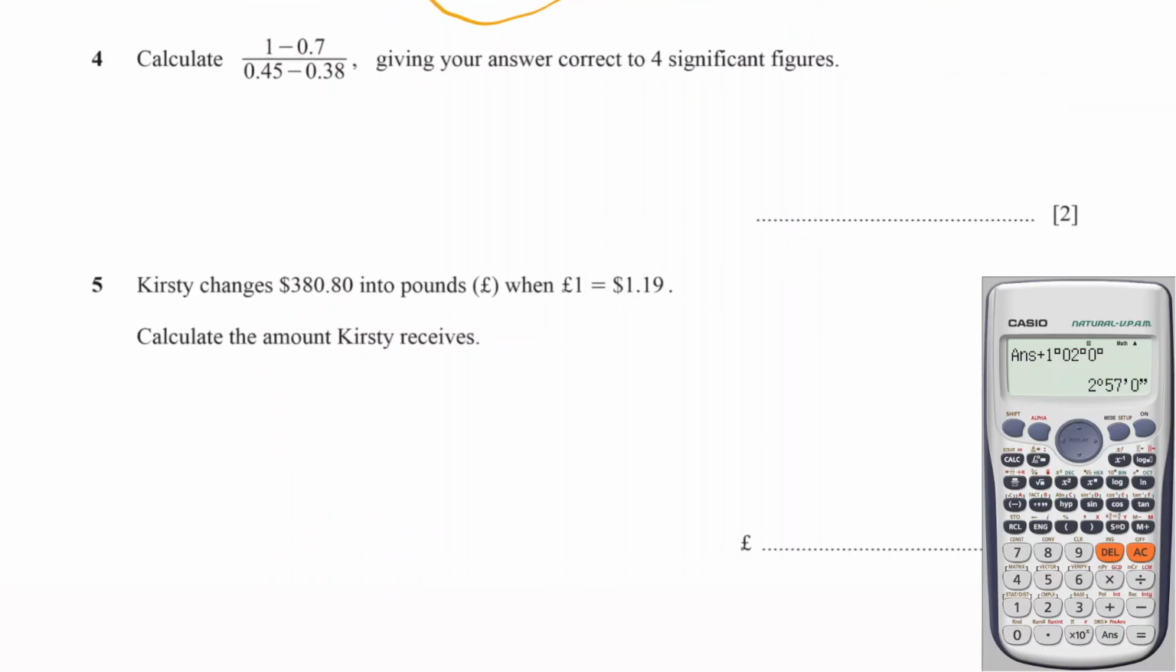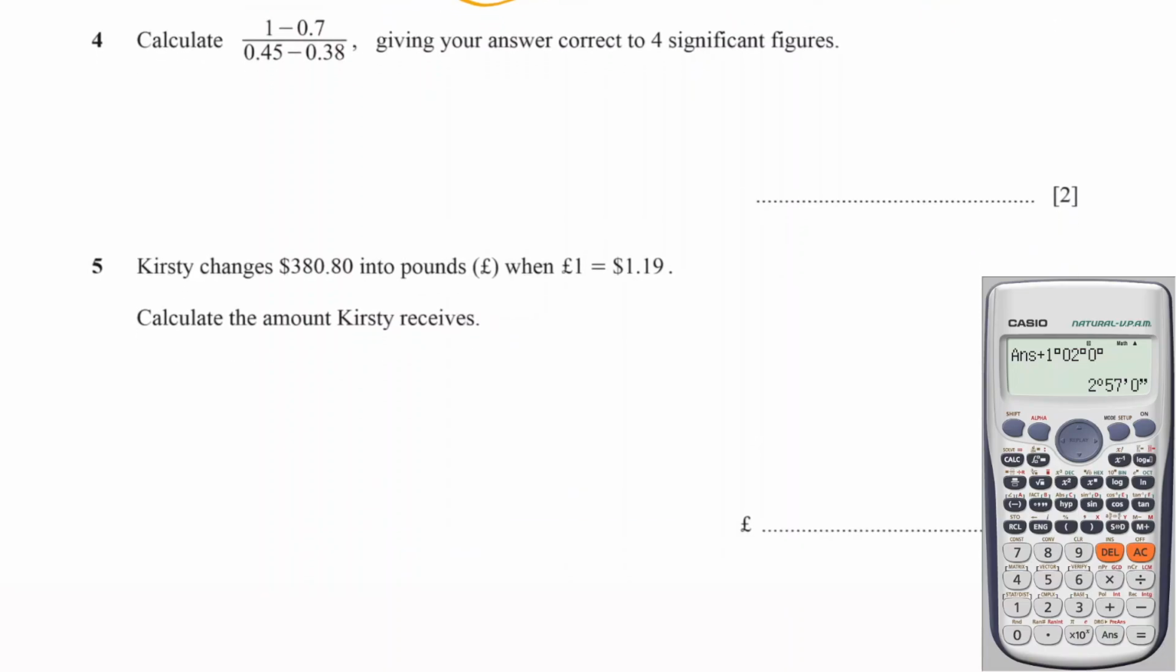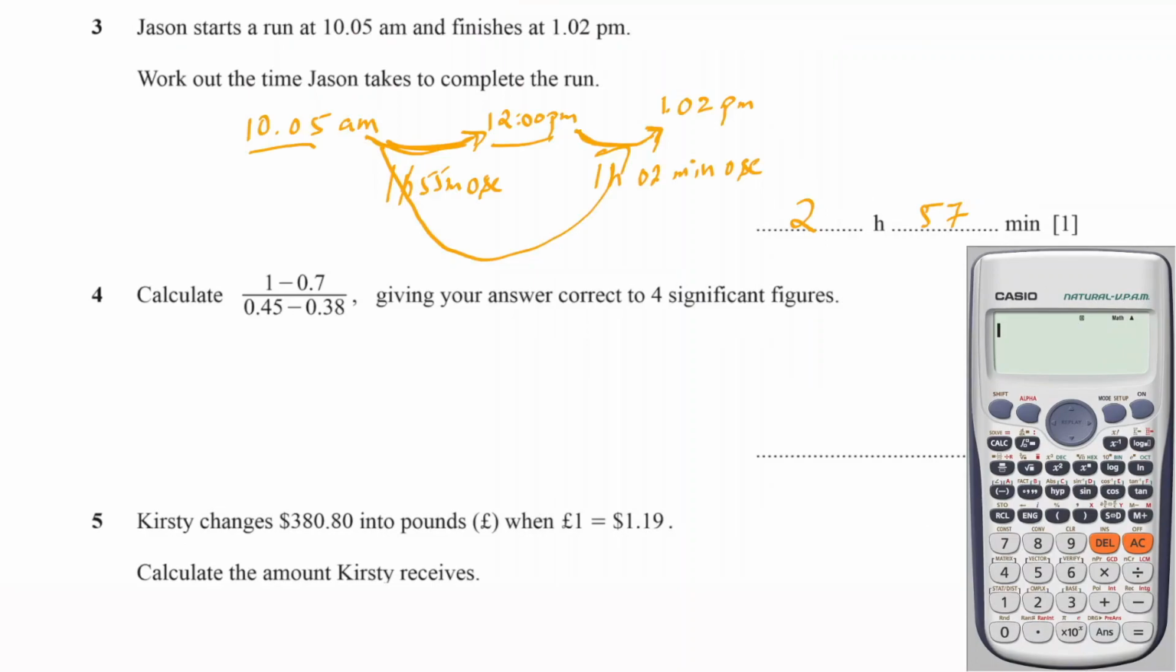So let's do the next part. Question number 4. Calculate 1 minus 0.7 divided by 0.45 minus 0.38. Give your answer correct to 4 significant figures. So actually we can use our calculator directly to do that. So first let me write 1 minus 0.7 divided by 0.45 minus 0.38. If I calculate this, I'm getting the answer in decimal 4.28571, right?